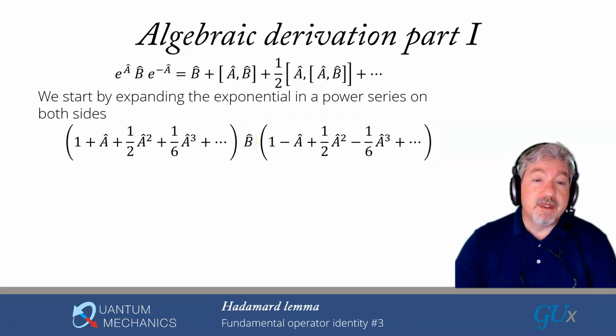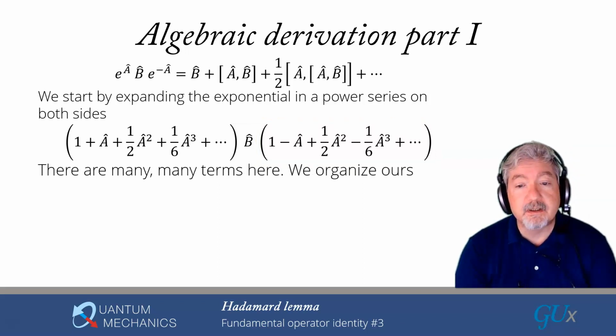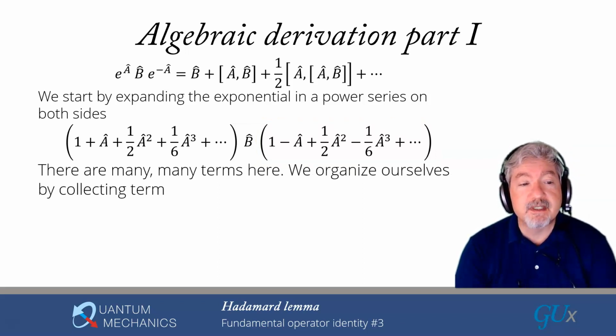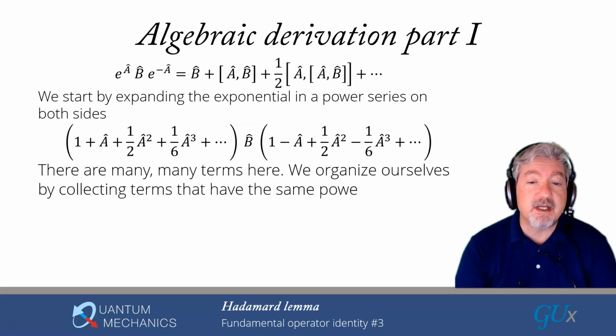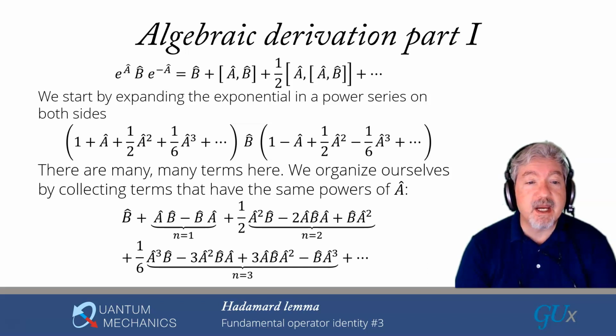So how do I work with this object? Well, there are many, many terms in here. The best way to organize ourselves is to collect all the terms that have the same number of powers of A. And so I'm going to carefully go through that. So the terms that have no powers of A occur when a 1 from the left meets the B meets the 1 from the right. And that's the first term, and that's an operator B.